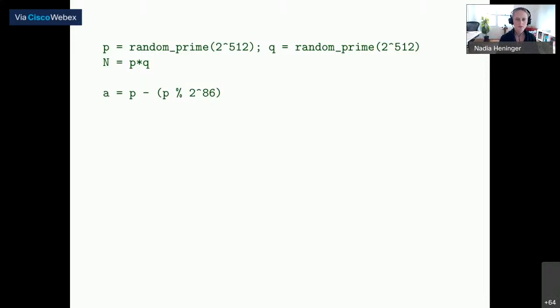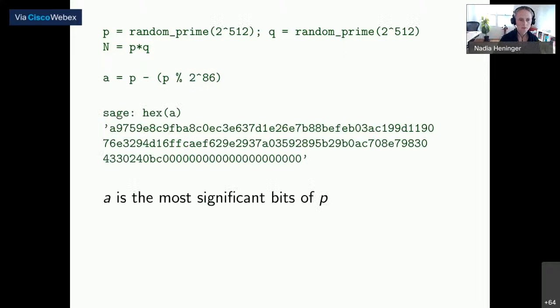Hopefully you feel happy with Sage notation. Here I've generated two random primes of 512 bits, p and q, and then I generate my RSA modulus n. Then I compute this value a, which is basically the most significant bits of p. There are about 82 bits missing from the end of p, so that's too much to brute force. I've given the side channel analysts a lot of information, but they still can't solve this problem by brute force.